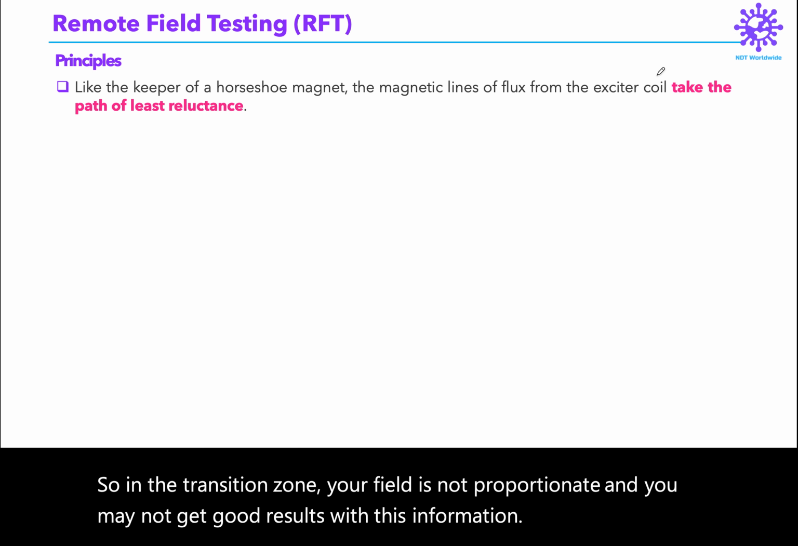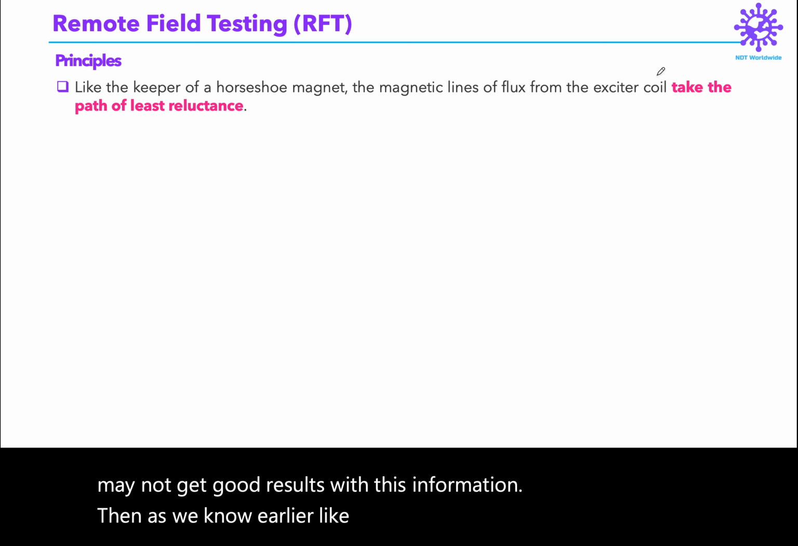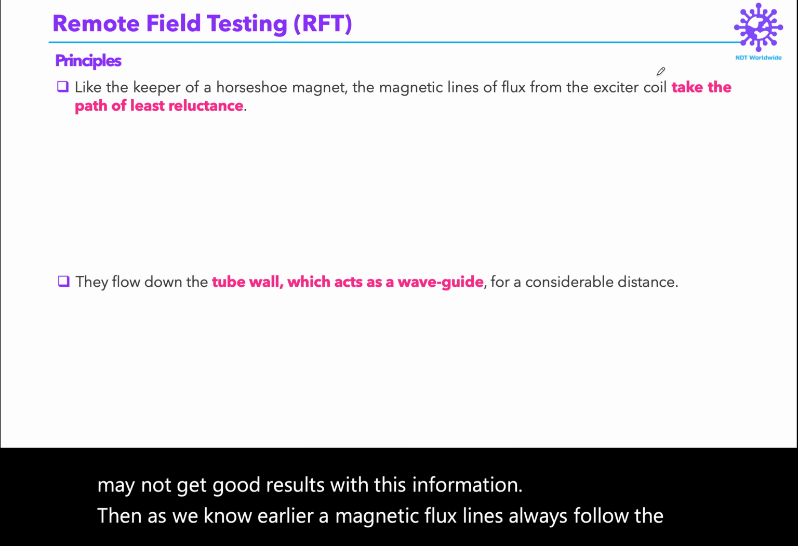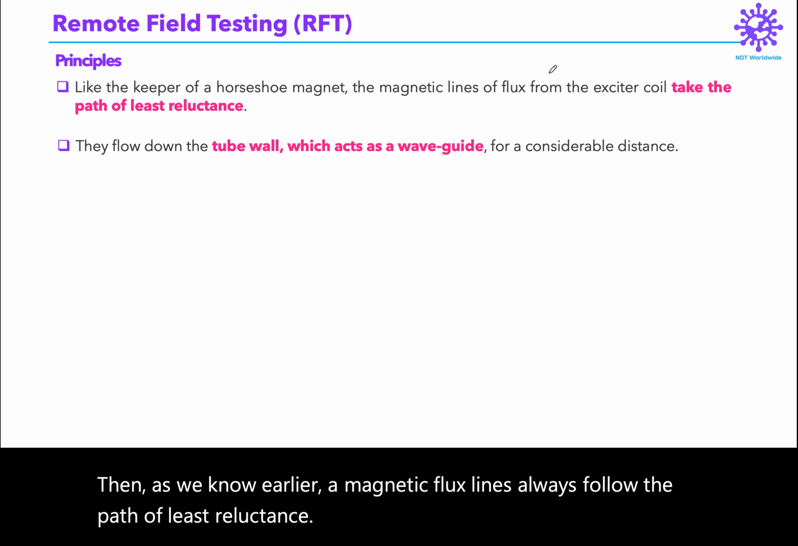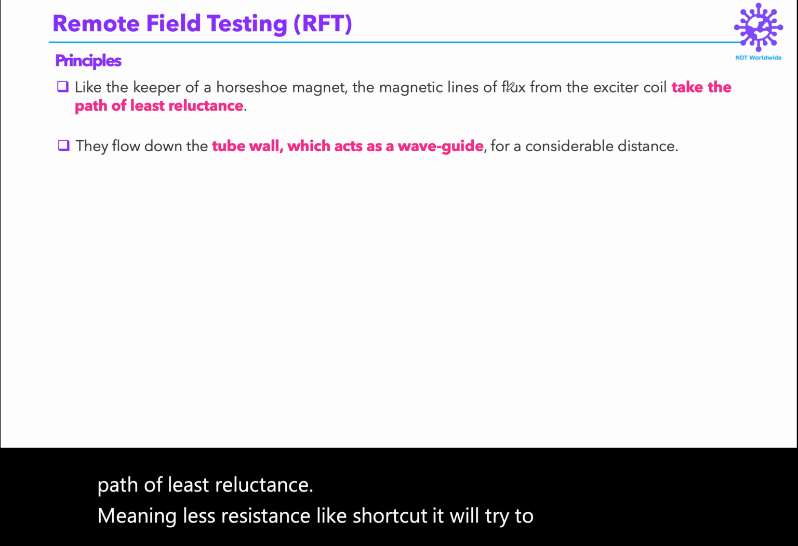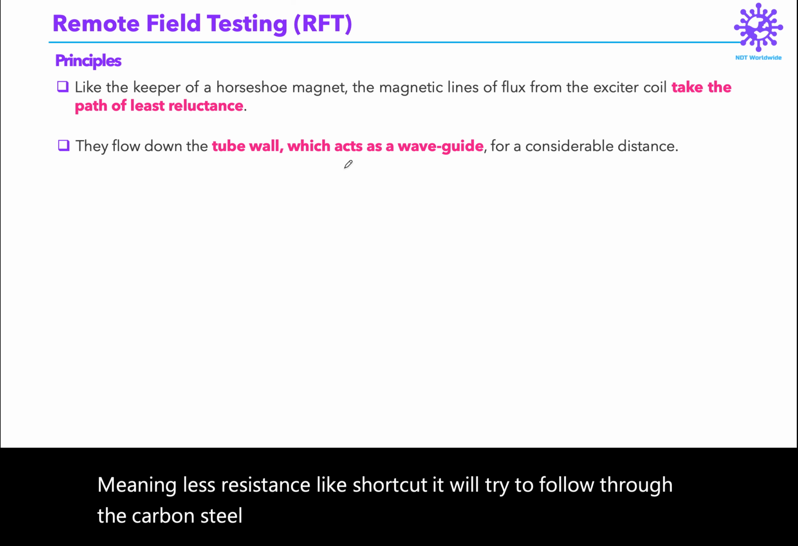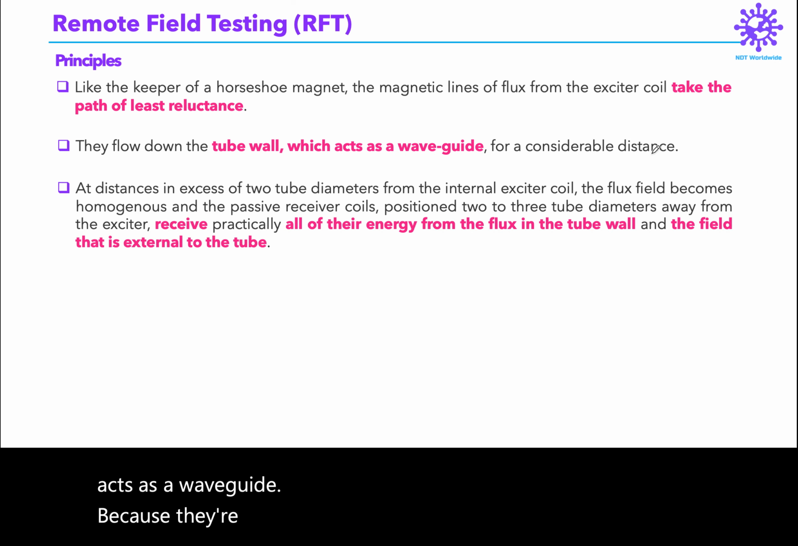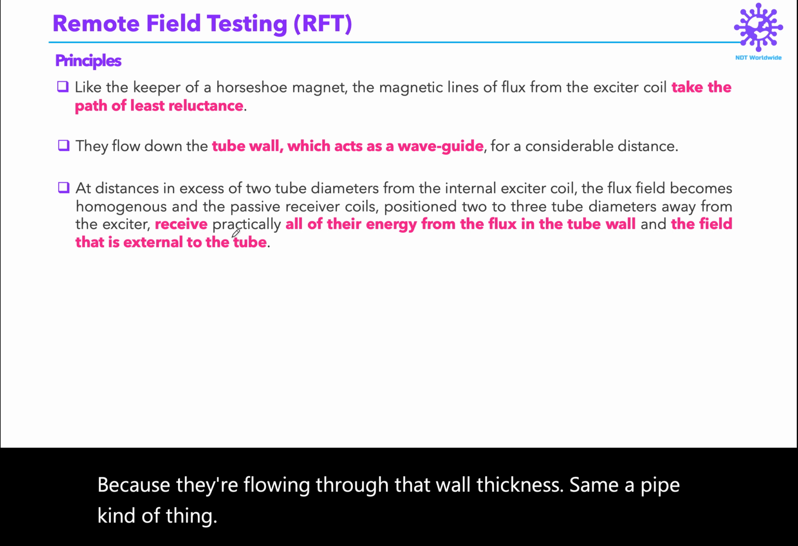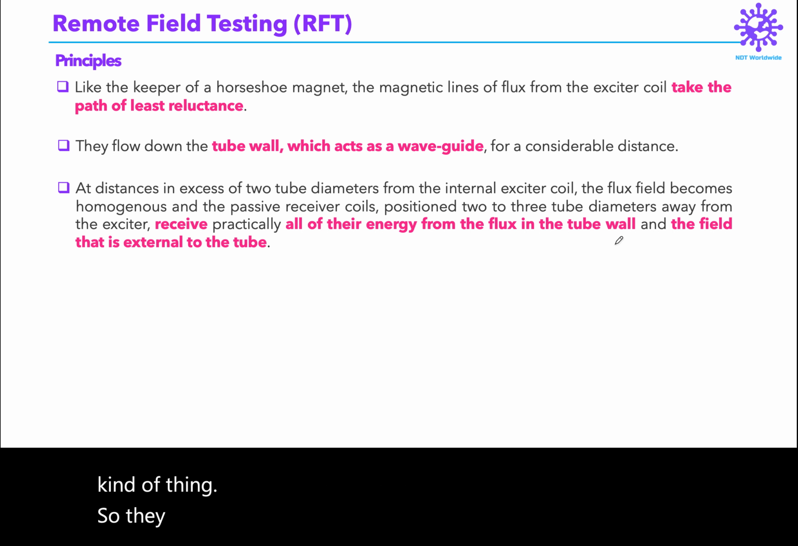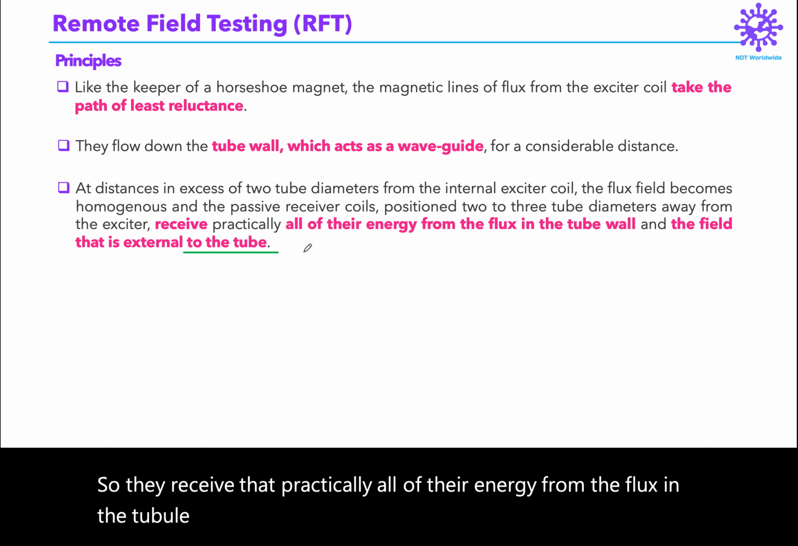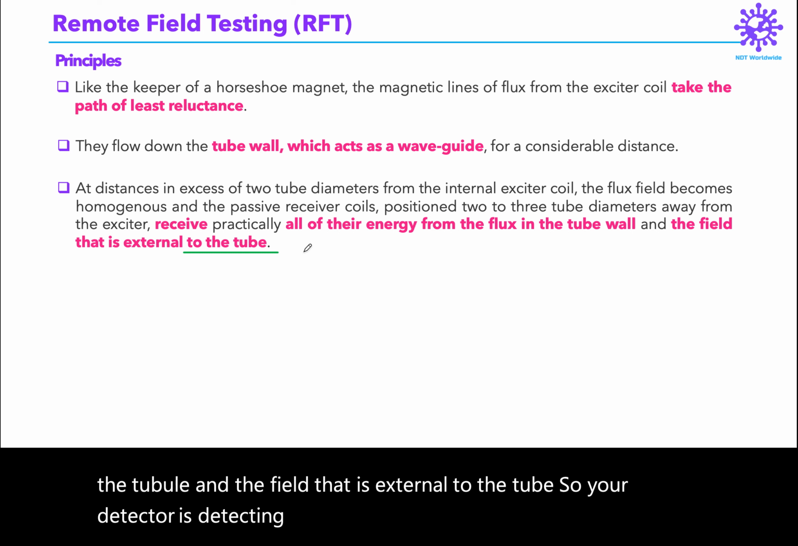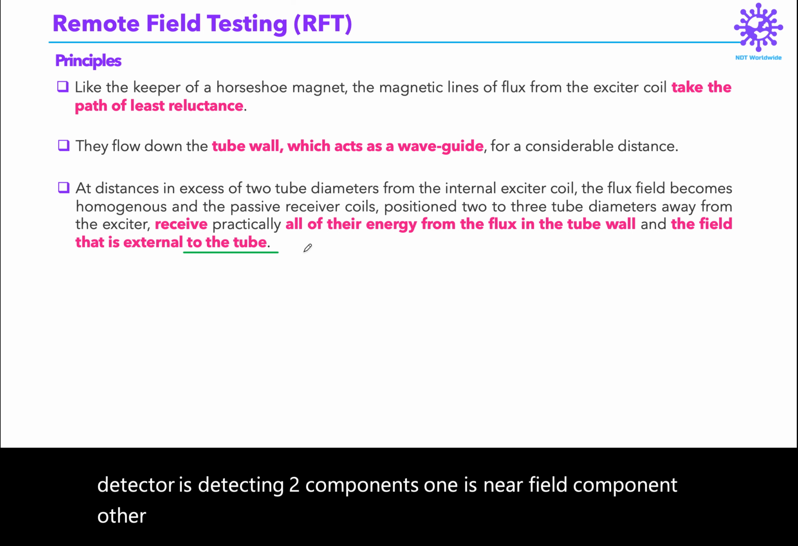Then, as we know earlier, magnetic flux lines always follow the path of least reluctance, meaning least resistance. Like a shortcut, it will follow through the carbon steel material and flow down the tube wall, which acts as a waveguide, because they flow through the tube wall thickness, like a pipe. So they receive practically all of their energy from the flux in the tube wall and the field that is external to the tube. So your detector is detecting two components: one is a near field component, the other is a remote field component.